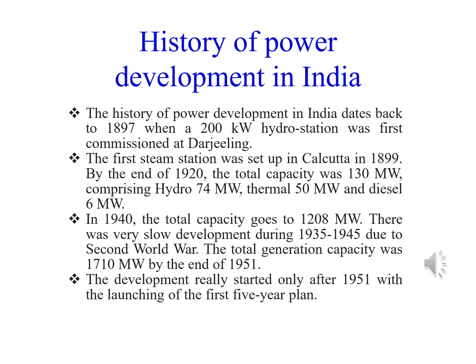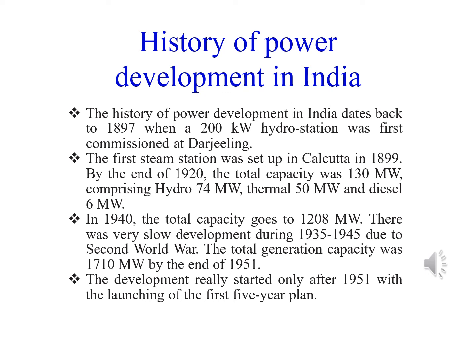Long back, we had a power sector in 1897 itself. We started with 200 kilowatts of power generation with hydro as the working medium, that is, a hydroelectric power plant. Around 1920, it moved up to thermal with 50 megawatts and diesel with 6 megawatts. Nearing independence, in the year 1940, our power generation went to 1200 megawatts. By 1951, it had gone to 1700 megawatts.